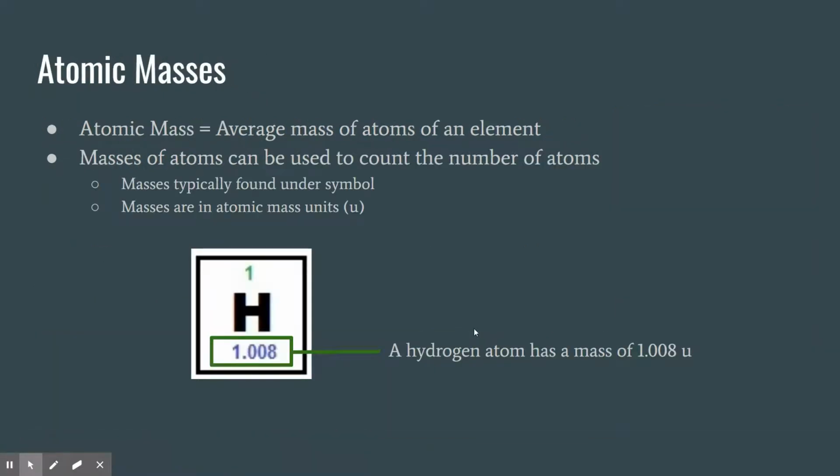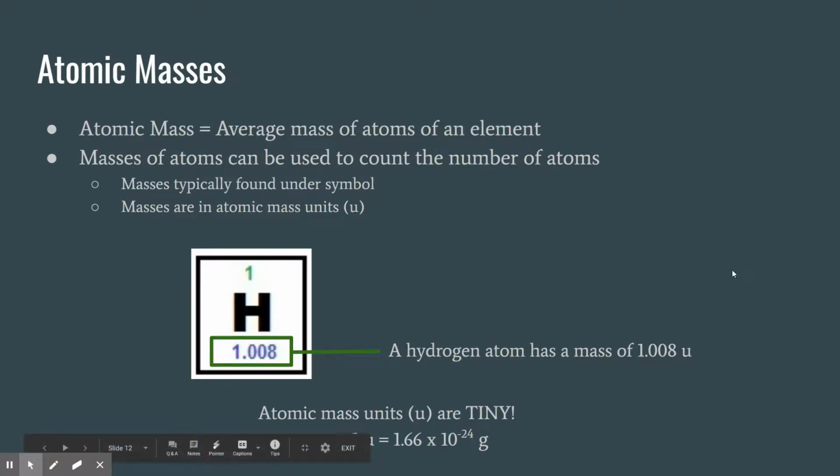Now, this idea can be extended to chemistry in that we know the atomic masses of all the elements. The atomic mass is the average mass of all the atoms of an element, and we can use this to do similar math. These masses are typically found underneath the element symbols, and their units are atomic mass units, so these are really small. Hydrogen has an atomic mass of 1.008 atomic mass units. One atomic mass unit is 1.66 times 10 to the negative 24 grams. This is a tiny amount, but then again, they're tiny atoms.